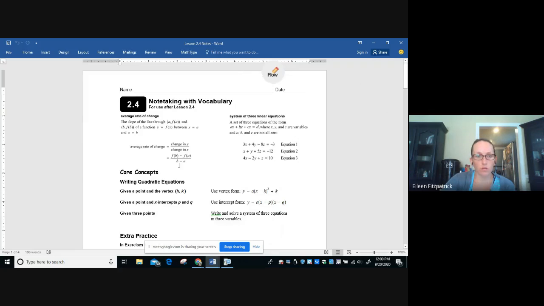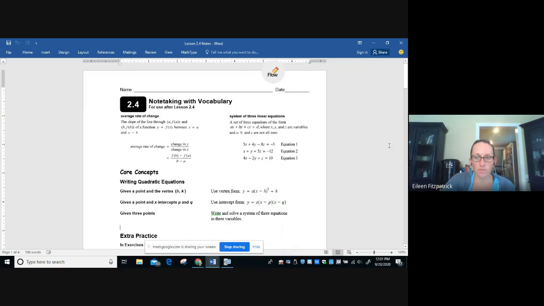Just to start with some vocabulary, average rate of change, you should be familiar with that from Algebra 1. The average rate of change is change in y over change in x. System of three linear equations. We worked with this in chapter 1. If you have three equations with three variables, ax plus by plus cz equals d, where x, y, and z are variables, and a, b, and c are not all zero. Some can be zero, but they all can't be zero.